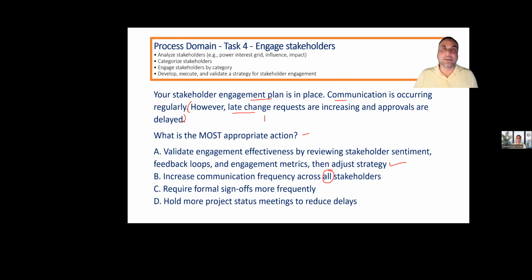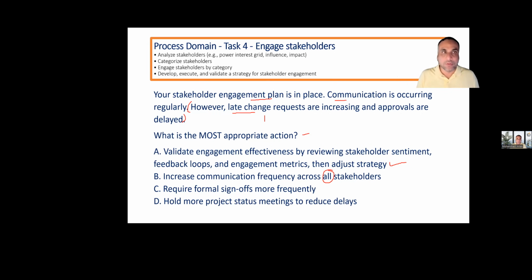A is the correct answer. All of you are correct. B, C, and D are not incorrect at all. But A is a better answer, where you need to look at those people and adjust strategy. You just do not keep hitting the wall while no one is doing anything. So you need to do what? Retrospect, inspect and adapt, review and adapt.